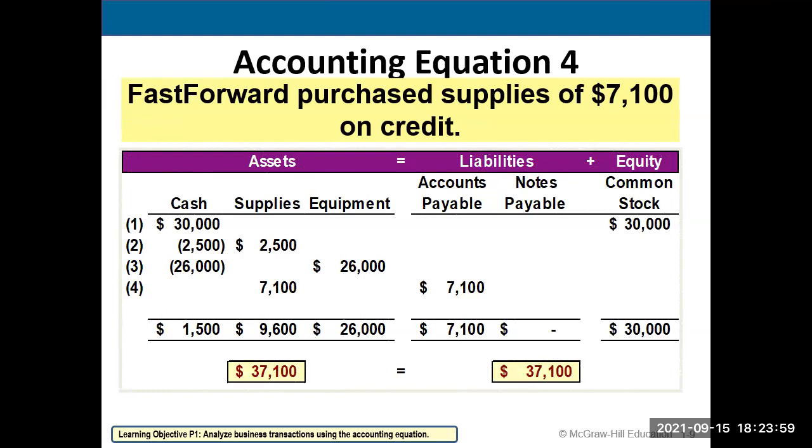Well, we'll see that our supplies asset increased by 7,100. So our new supplies balance is 9,600. Our accounts payable increased by 7,100. And so our overall assets is now 37,100, and our overall accounts payable, liabilities plus equity also 37,100. Again, they always stay in balance. I think hopefully at this point you're starting to get the idea.